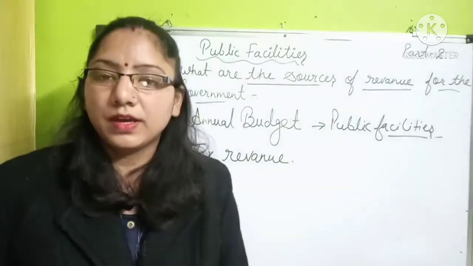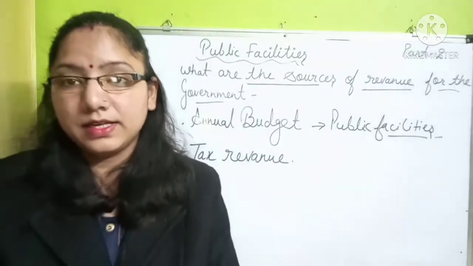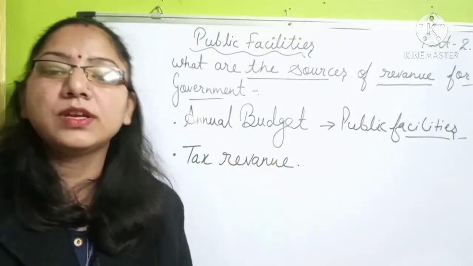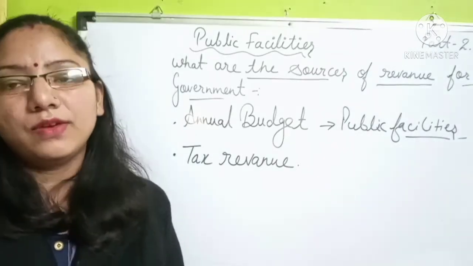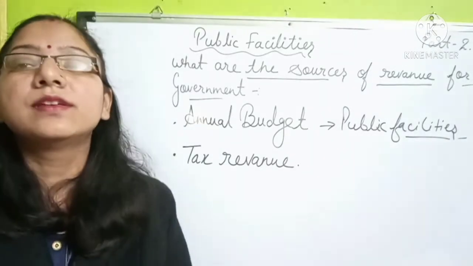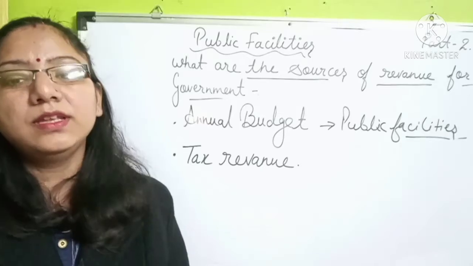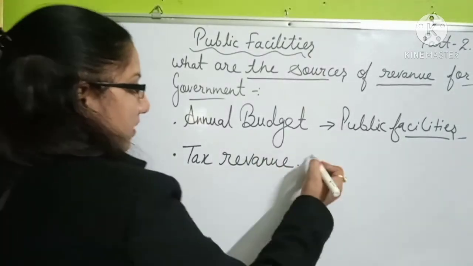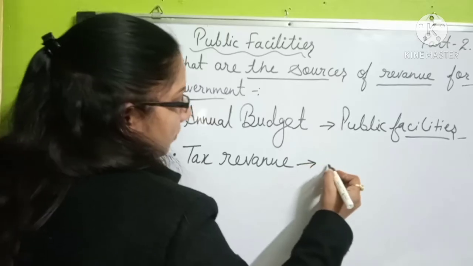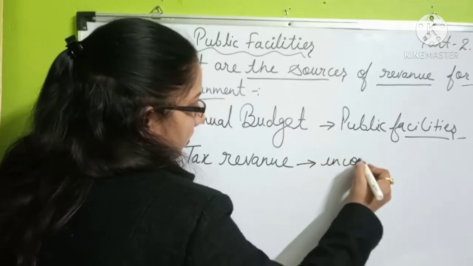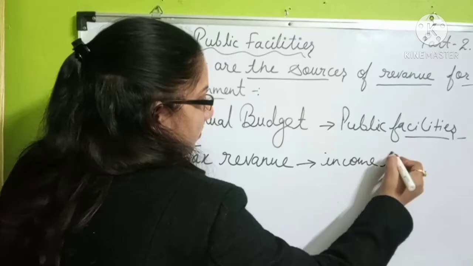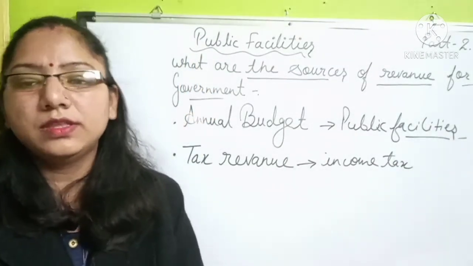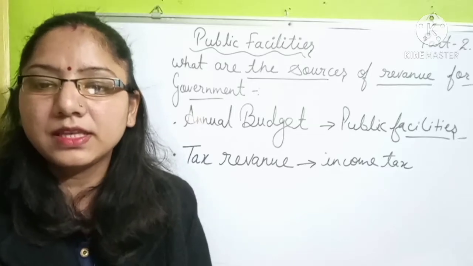So where is the government getting its tax revenue from? Let's see. The government undertakes various welfare and maintenance of public facilities with the help of the income tax. So tax revenue, the government is getting the tax revenue from the income tax, and not only the income tax, many things are there.